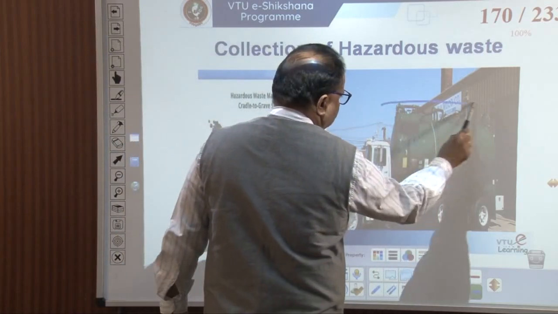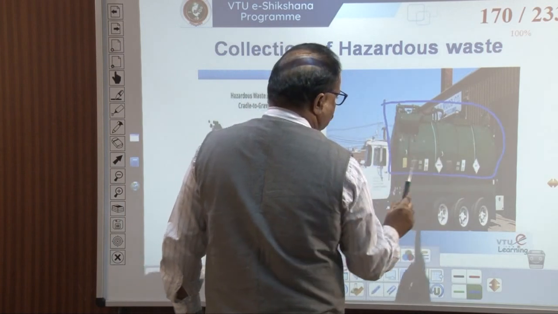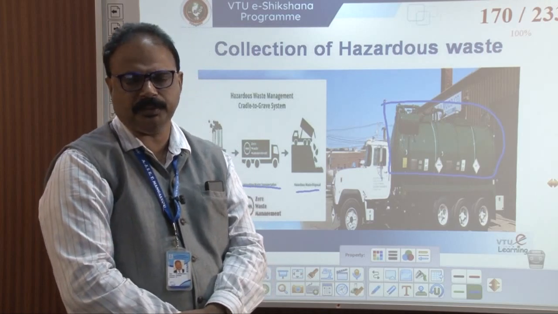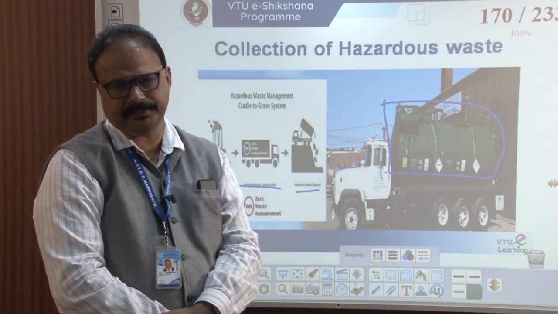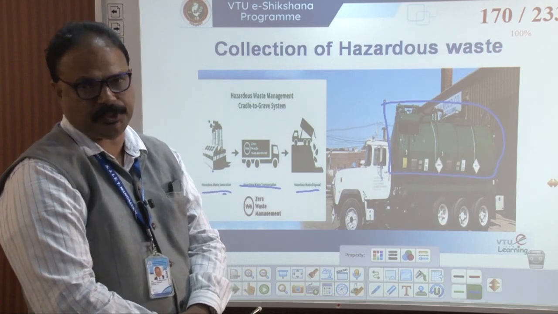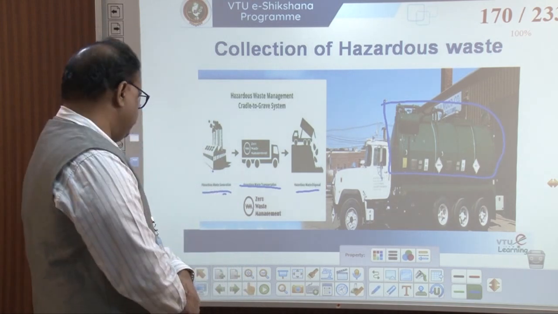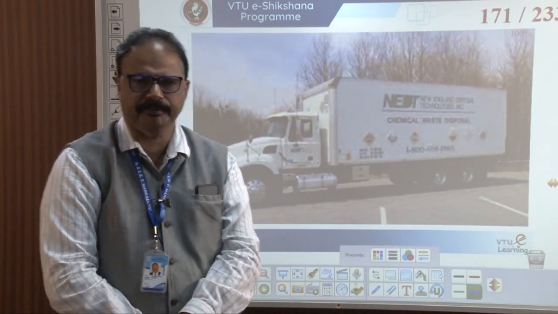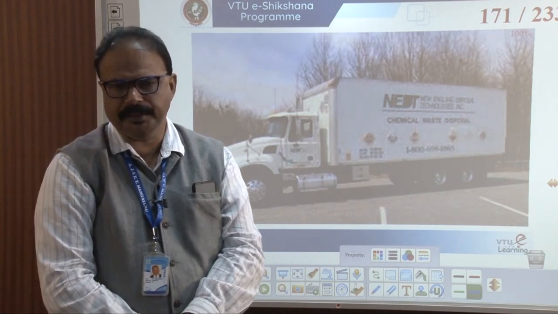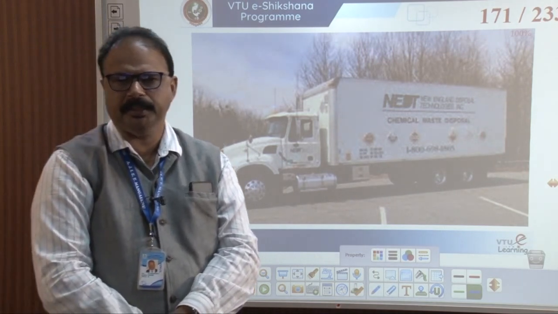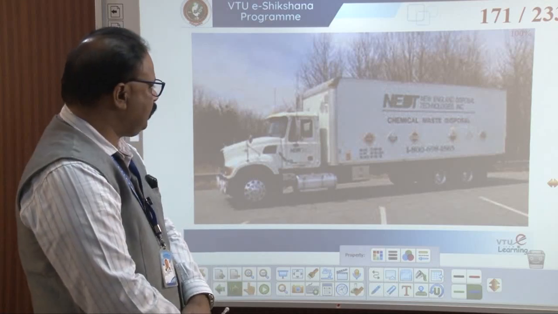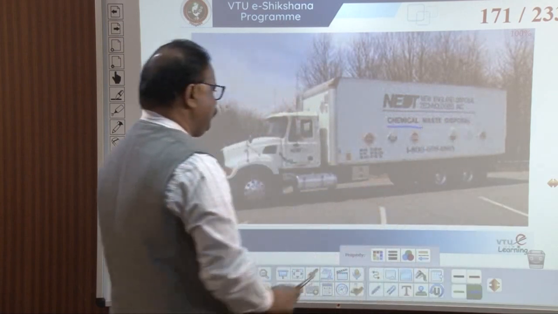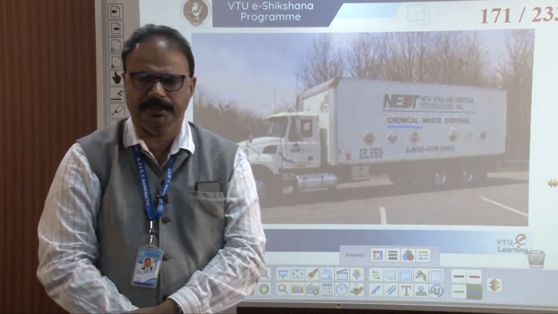You can see this vehicle, not like a solid waste management vehicle. It is a fully packed vehicle, and the waste is transported with safe measures. This is also another type of vehicle used abroad. Now in India also it may be there. This is the chemical waste or hazardous waste transporting vehicle, fully packed.